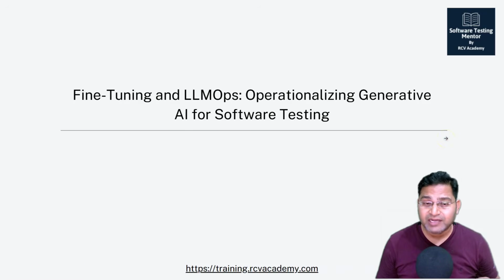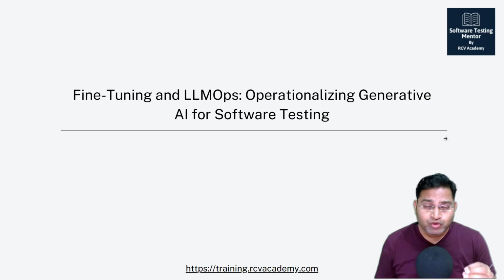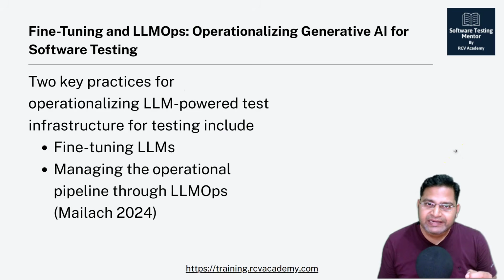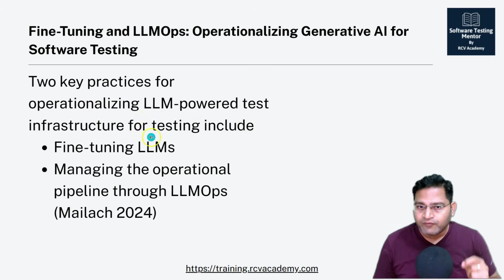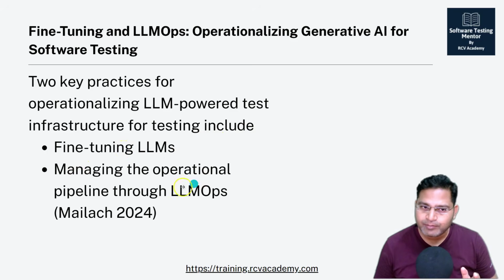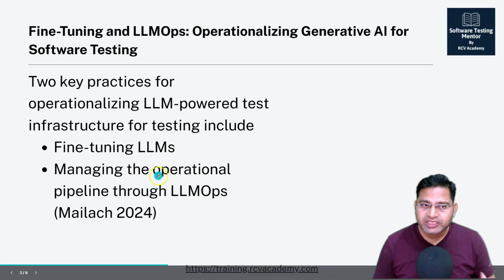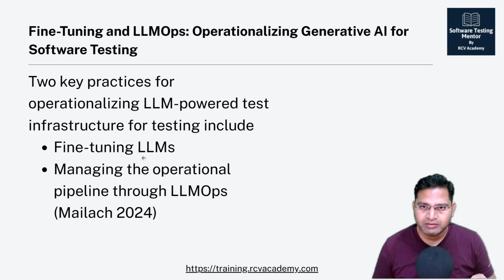Hey everyone, welcome back. So let's understand about fine-tuning and LLM ops, how you can operationalize generative AI for software testing. We'll understand these two concepts. So fine-tuning and LLM ops are the two key practices for operationalizing LLM-powered test infrastructure for testing. First is fine-tuning, and second is LLM ops, or managing the operational pipeline through LLM ops. These are very important concepts for operationalizing LLM-powered test infra.